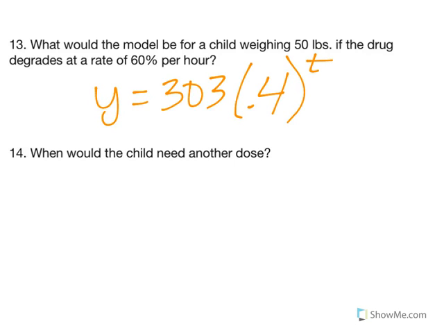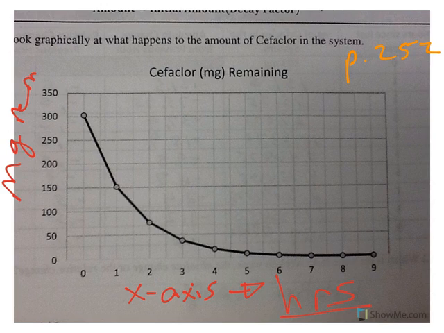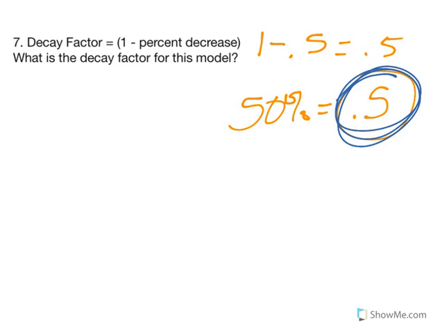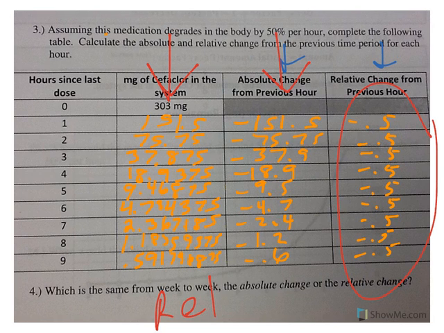And when would the child need another dose? Now, I'm no nurse, I'm no doctor, I don't know anything about medical. I mean, I pass out at the sight of blood. But what I'm thinking, and I'm using my mathematical knowledge here, sorry that I'm whipping back and forth, in the first example, they said that they needed a new dose after 8 hours, because after 8 hours we were under 1.